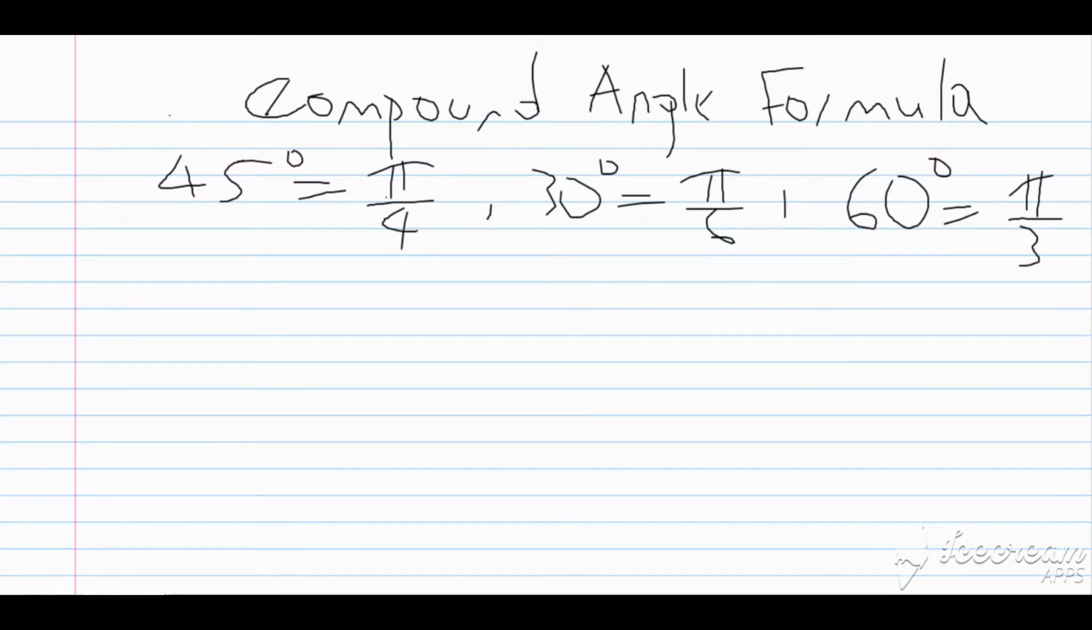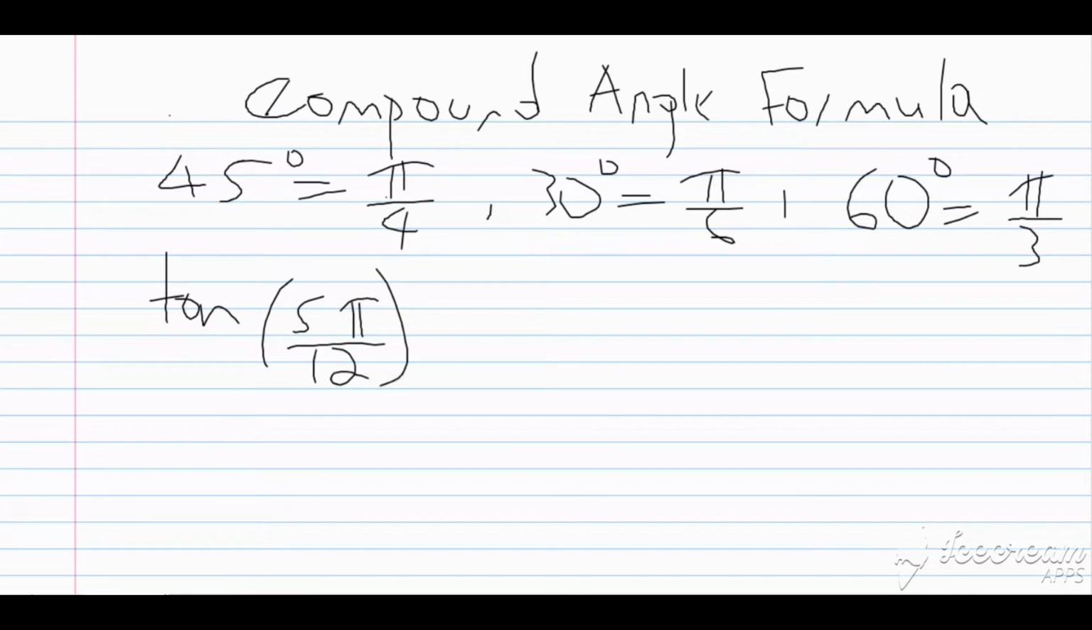Now, what I've written here is the special angles for you: 45 degrees, 30 degrees, 60 degrees. These are only three of the special angles that you might have to combine. But I've also given you their degree measurement and their radian measurement, right? Now, here's what a typical question could look like. So what if I ask you for the tangent of 5 pi over 12?